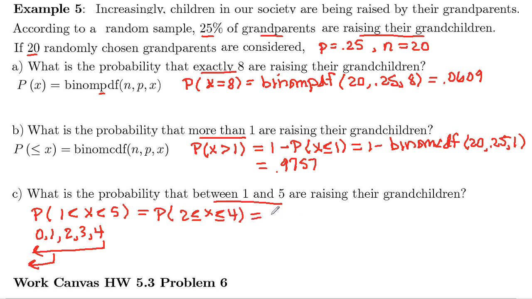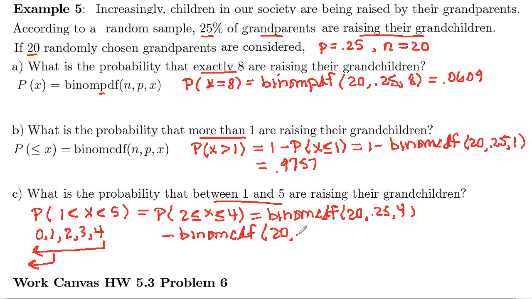And then we're going to do binomial CDF up to 4. So that's going to be 20, 0.25, 4. And then subtract off binomial CDF. C stands for cumulative, by the way. 20, 0.25 and 1. So the probabilities from 0 up to 4, take out the probability from 0 up to 1, that leaves 2, 3, and 4. So let's go ahead and key this in.